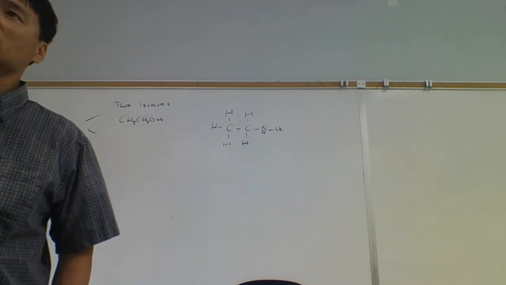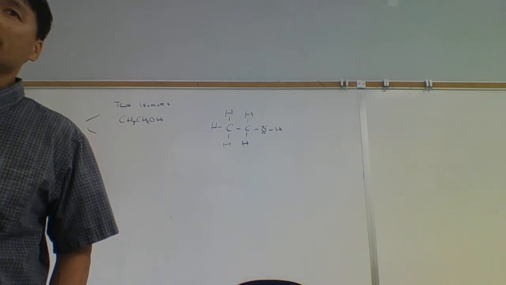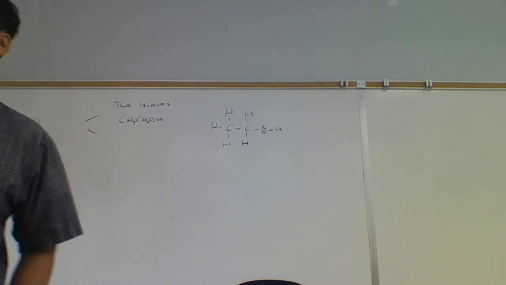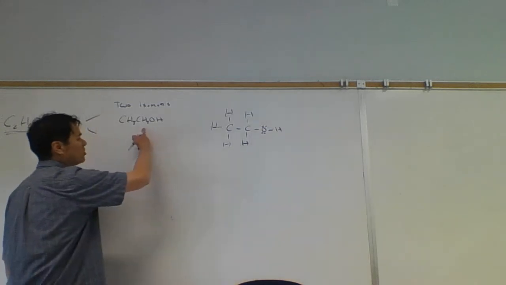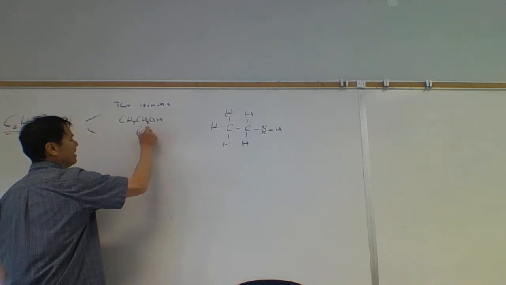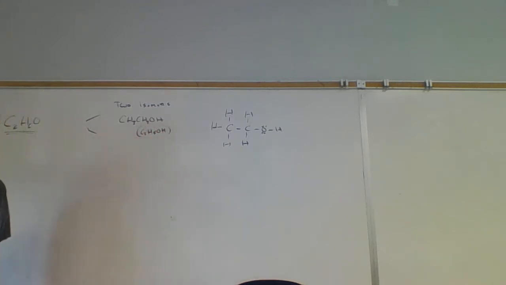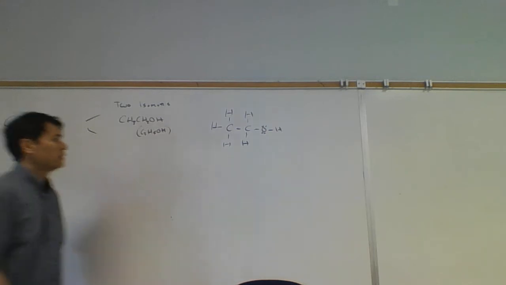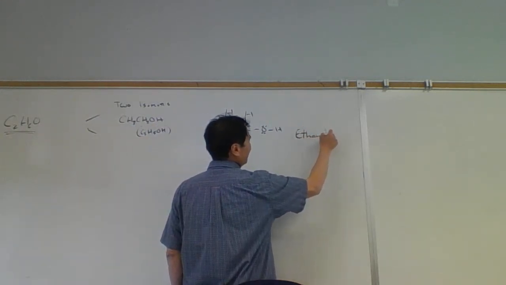This is C2H6O, and the name? Or CH3CH2OH, or C2H5OH. C2H5OH is often used for this as well. But all these refer to this molecule. This molecule is ethanol, or ethyl alcohol.